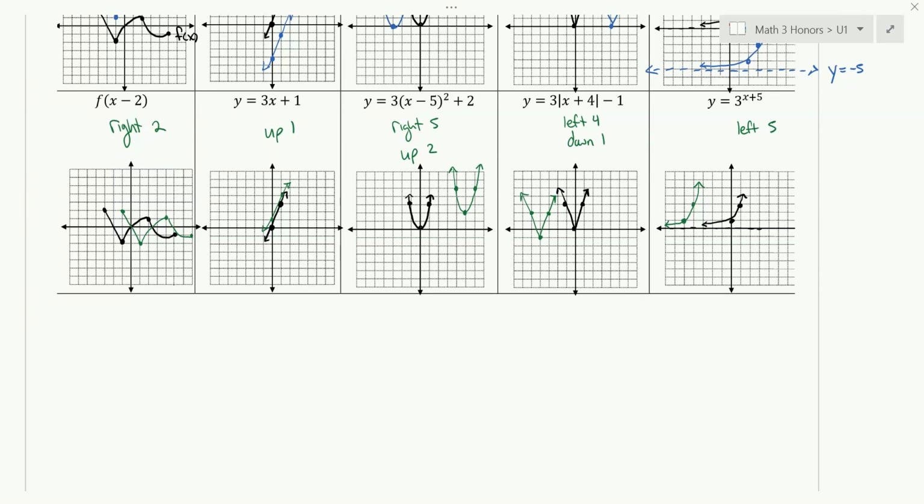All right, so it should look something like this. First one, you're moving to the right 2 units. Second one, you're moving up 1 unit. Third one, you're moving right 5, up 2. The linear absolute value, you're moving left 4, down 1. And the exponential, you're moving left 5. And when you move it left 5, the horizontal asymptote stays put. Lines go on forever, left to right. And so if you move it left a little bit, it's the same line still.